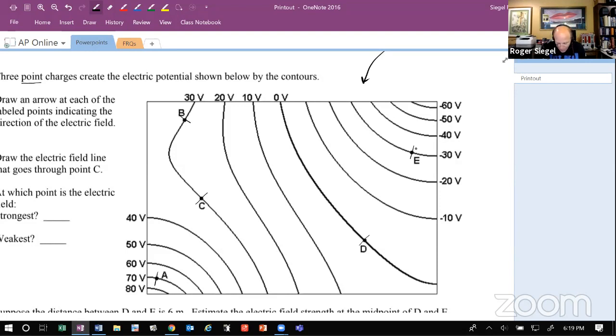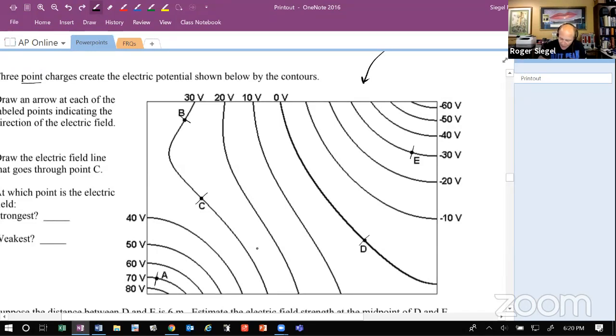equipotential line. Now the question then is, okay, we know that the electric field is a vector. I've got the direction this way, but is it down, where do I put the arrow? Well, again, the electric field always points towards a lower potential. So you can see here up in the upper left-hand corner, we have our -60, and down here we have our +80.